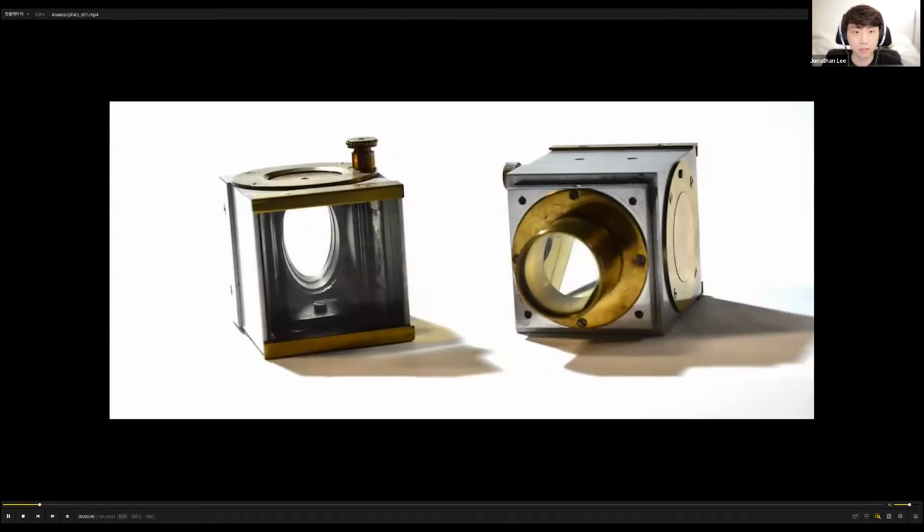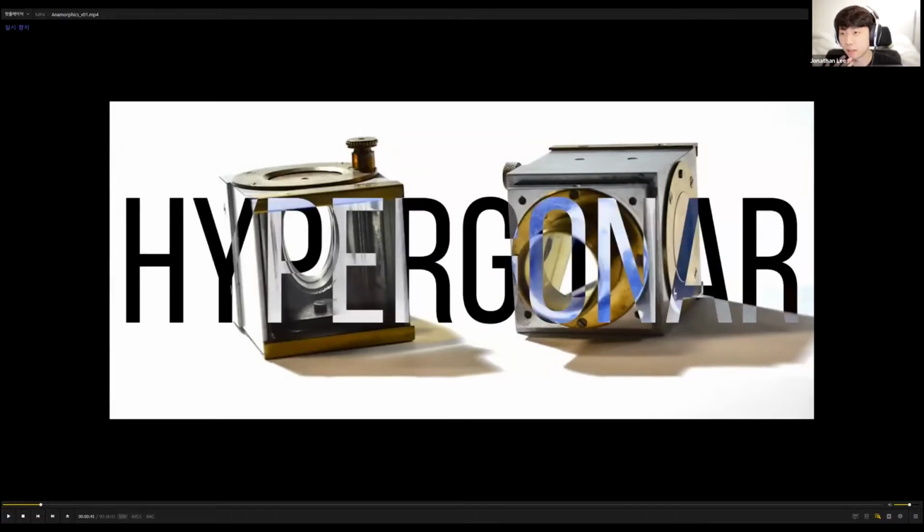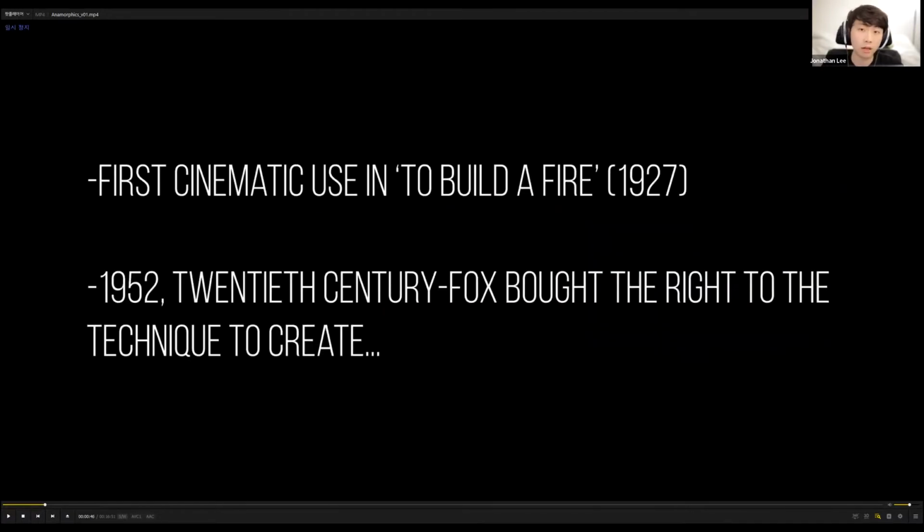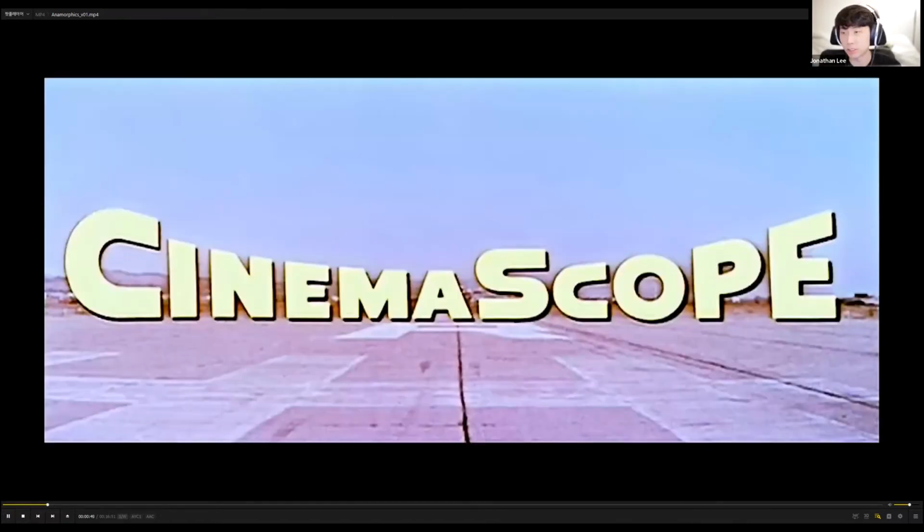And the initial anamorphics were called hypergonars, and they provided about 180 degrees field of view. And the first cinematic use of anamorphics was back in 1927, in a short film called To Build a Fire. And after World War II, in 1957, 20th Century Fox bought the rights to the technique and created what was back then known as CinemaScope.